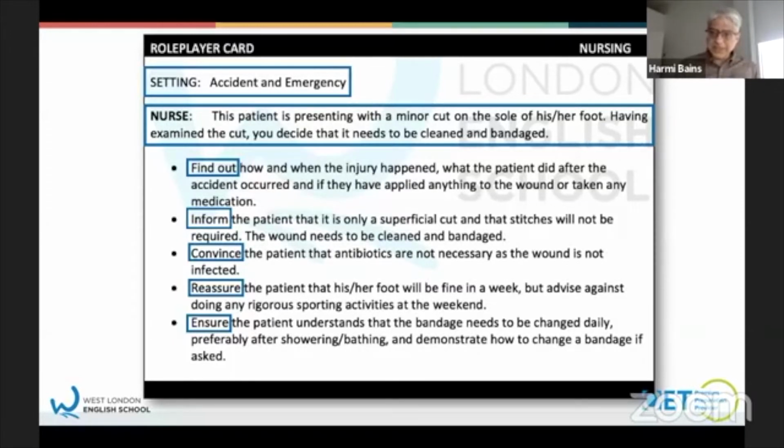So one of the first things that I always do is to underline the verbs at the beginning of each task. And again, in your 3 minutes preparation time, you might want to think about how long you're going to spend on each task as you try to organize this role play.